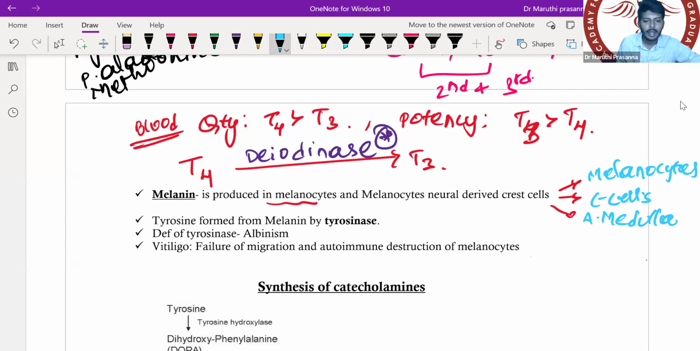Okay. So now we have an amino acid called tyrosine. Tyrosine is getting converted into melanin. Tyrosine is getting converted into melanin with the help of what?